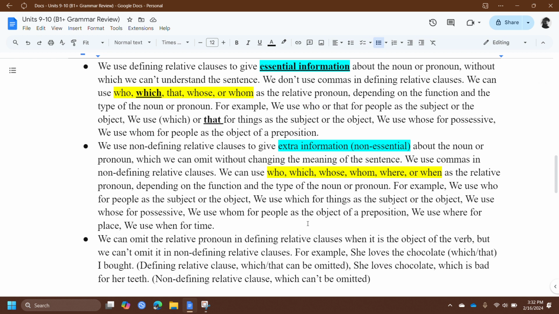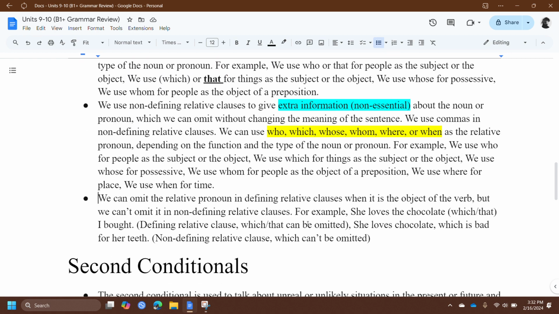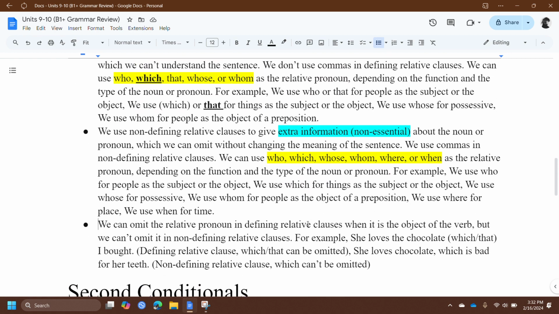Okay, so continuing now, point 3, I believe, the last one. We can omit the relative pronoun in defining relative clauses when it is the object of the verb, but we can't omit it in non-defining relative clauses. So, for example, she loves the chocolate which I bought or that I bought. So the chocolate I bought, or the chocolate that I bought, or the chocolate which I bought, are all correct.